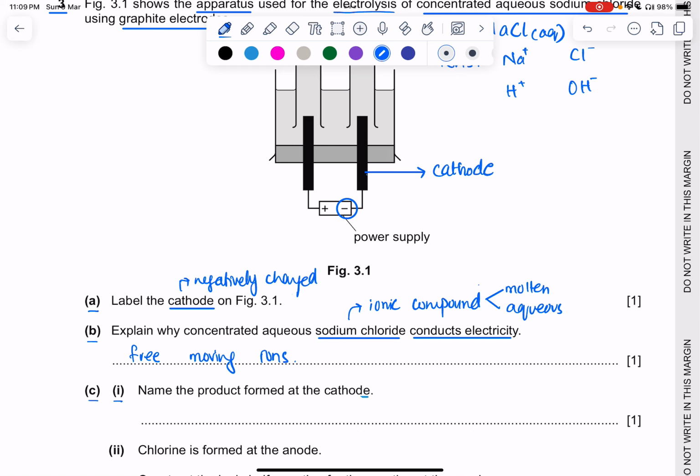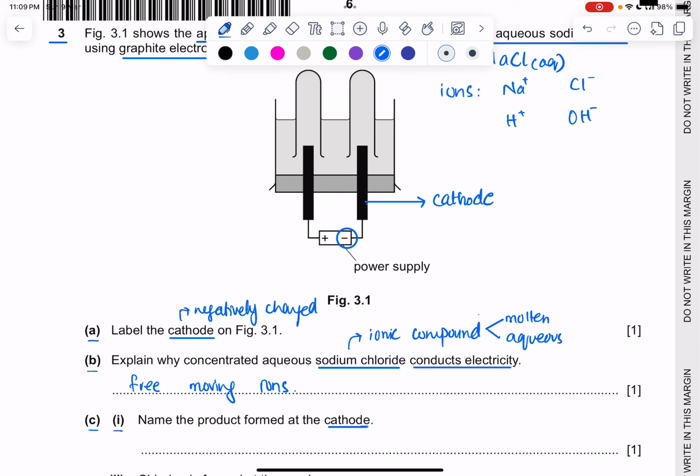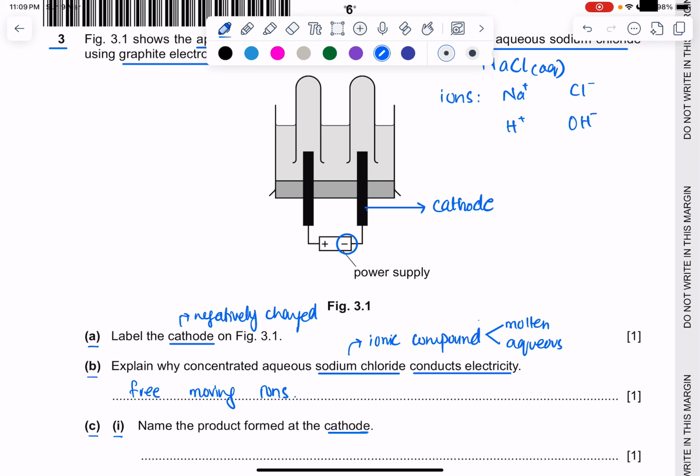C, part 1. Name the product formed at cathode. So at cathode, we have two cations, Na positive and H positive. So we have to prefer only one. So among the two, the hydrogen will be discharged because it is below in the reactivity series, so we will prefer hydrogen. So when hydrogen is discharged at cathode, H positive gains electron to form hydrogen. But the correct formula to write hydrogen is H2, a diatomic gas, and to balance the equation, we have to write 2H plus and 2 electron. So it means the product at the cathode is hydrogen.